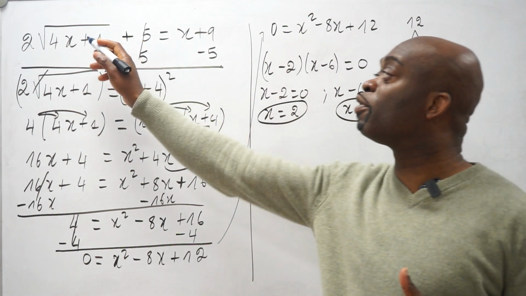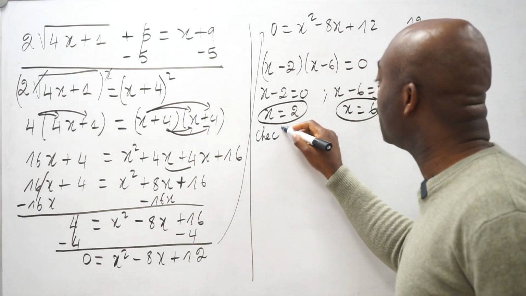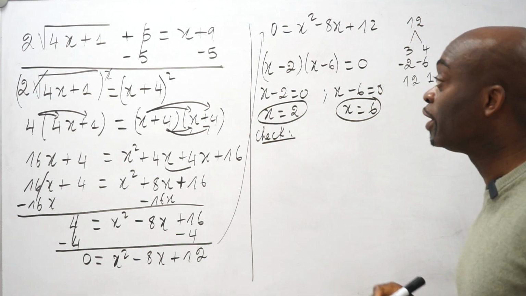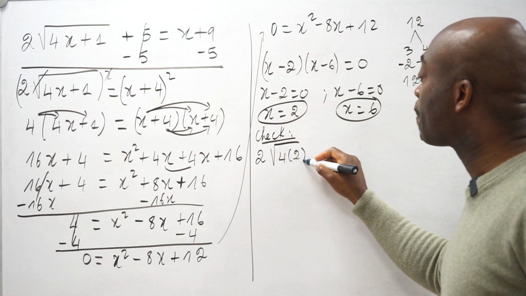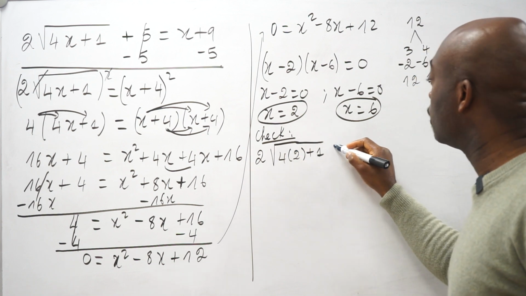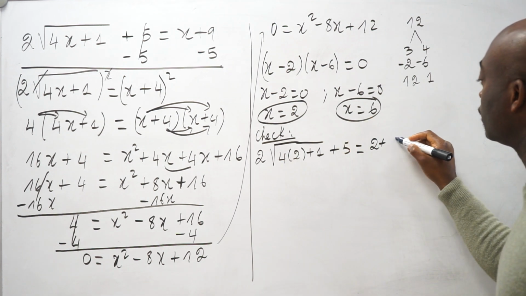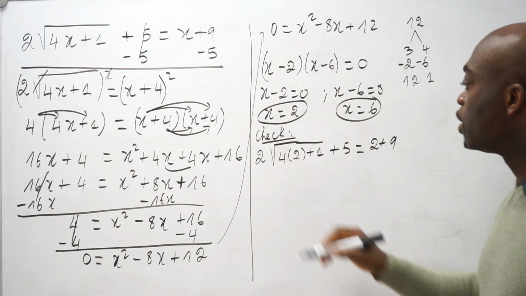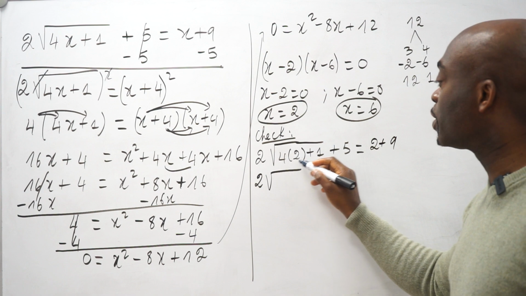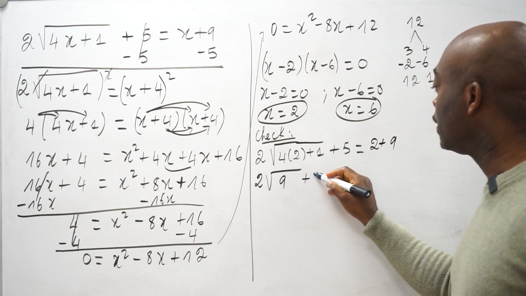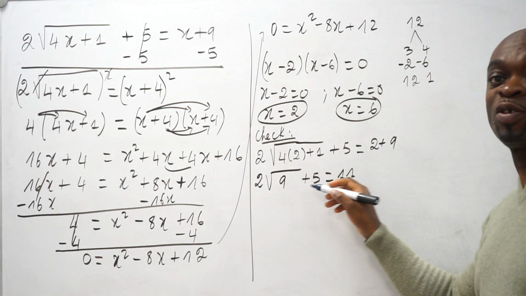These are not the final answers yet, ladies and gentlemen, they're potential answers, because we have to check. Anytime we're dealing with radical equations, we check our answers. So checking the first one, we go back to the original equation: 2 times the square root of 4 times 2 plus 1, plus 5, equals 2 plus 9. That gives us 2 times the square root of 4 times 2, which is 8, plus 1, which is 9, then plus 5 equals 2 plus 9, which is 11.